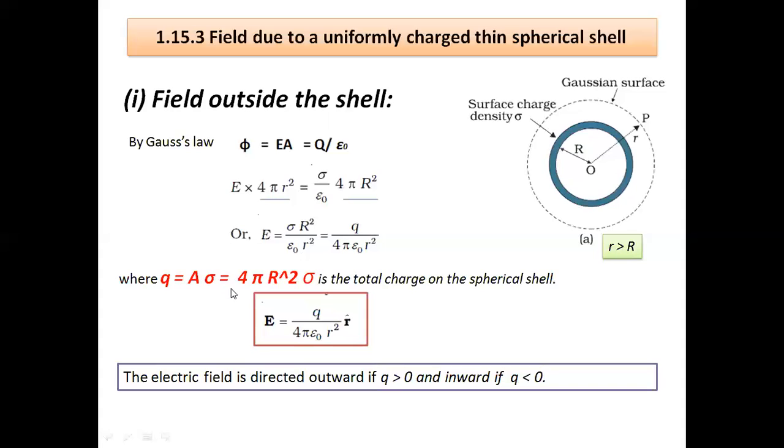As we know, 4 pi into r square into sigma is the total charge on the spherical shell. So ultimately what we have to remember is that we multiply 4 pi in the numerator as well as the denominator. That is why our equation becomes, in vector form, E is equal to q divided by 4 pi epsilon naught into r square into r cap. The electric field is directed outward if q is greater than 0, and the field is inward if q is less than 0.